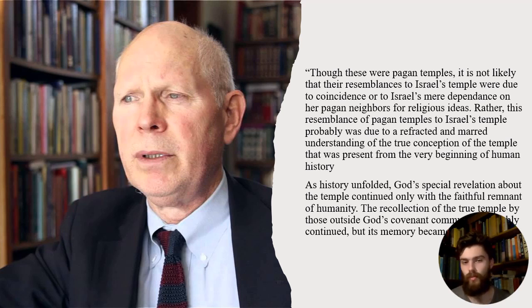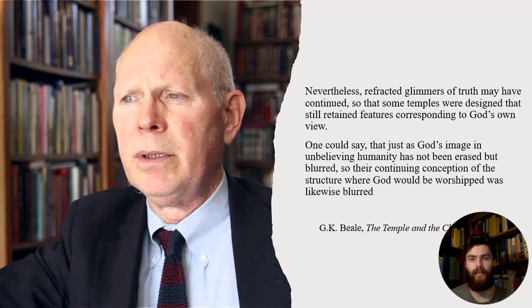He goes on to say that as human history unfolded, God's special revelation about the temple continued only with the faithful remnant of humanity, and the recollection of the true temple by those outside God's covenant community probably continued, but its memory became blurred. And he explains this, that nevertheless there were refracted glimmers of truth. And I like the image here of refracted glimmers, like a light refracted through a diamond or a prism, that they all have the same source, but they go in very different directions. That there are glimmers of the truth that continued, so that some of the later temples of ancient Near Eastern cultures were designed that still retained features corresponding to God's own view.